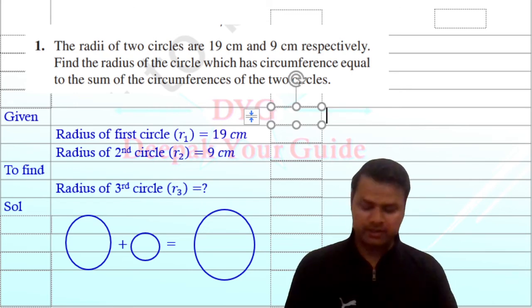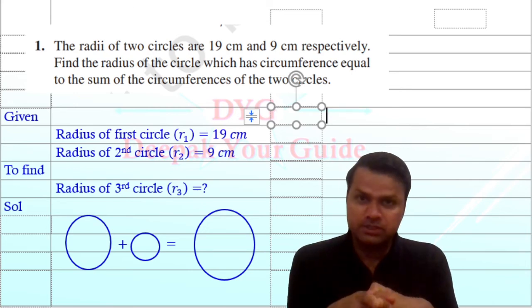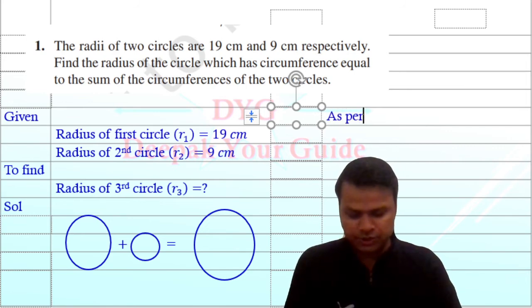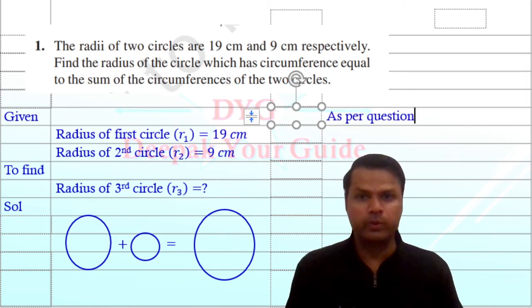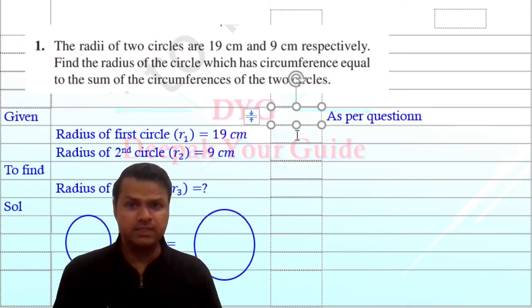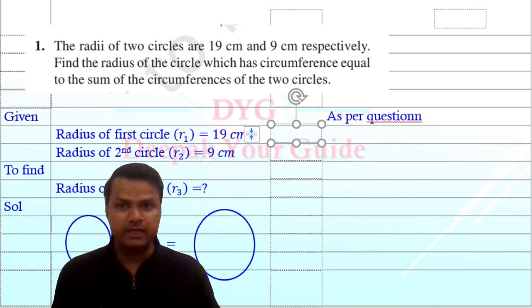Now, if you have understood this in the figure, how can we write it? We know the formula for the circumference of a circle, right? So I'll write as per the question. In the question, what have they given? They have given us the circumference of one circle.